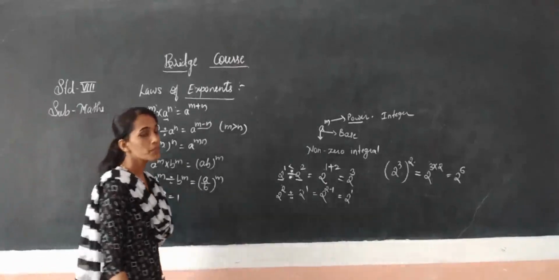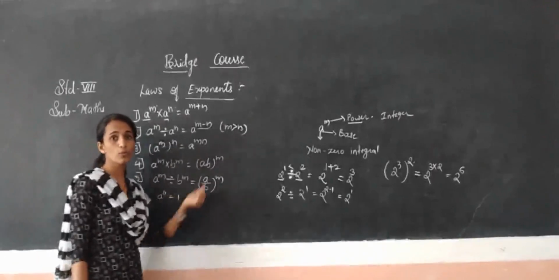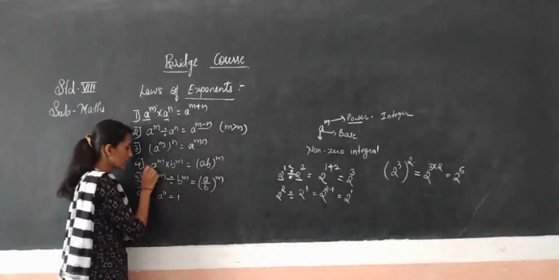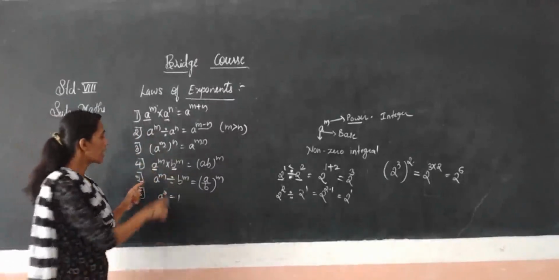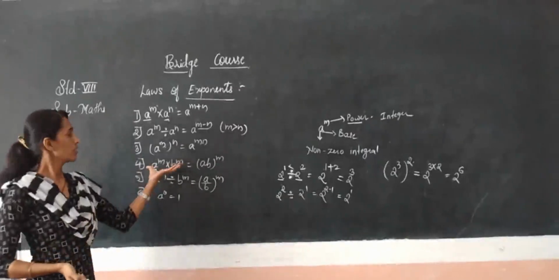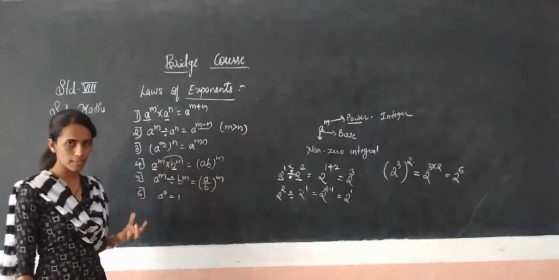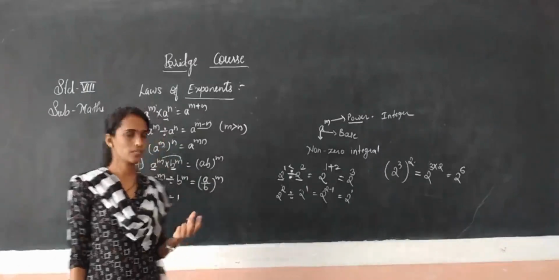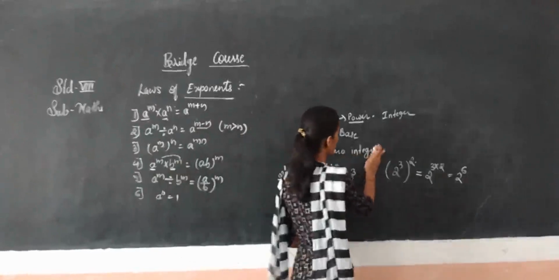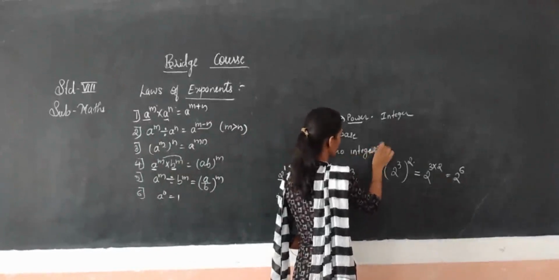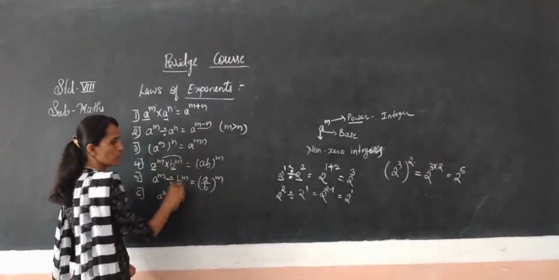So the next one is a raised to m into b raised to m, which gives us a into b whole raised to m. So what happens in this condition, a and b? Whatever non-zero integers they are, they are different, but the powers m and m are both equal. The powers are the same, but the bases are different here. So the bases are non-zero integers. So here we have a to the power m into b to the power m.